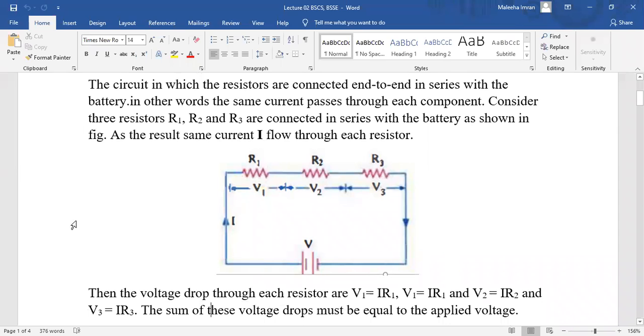So if a current I is flowing in this circuit, then by Ohm's law the voltage across the resistance R1 is represented by V1, across R2 by V2, and across R3 by V3. So we can write the voltage across R1 as V1 is equal to IR1, V2 is equal to IR2, and V3 is equal to IR3.